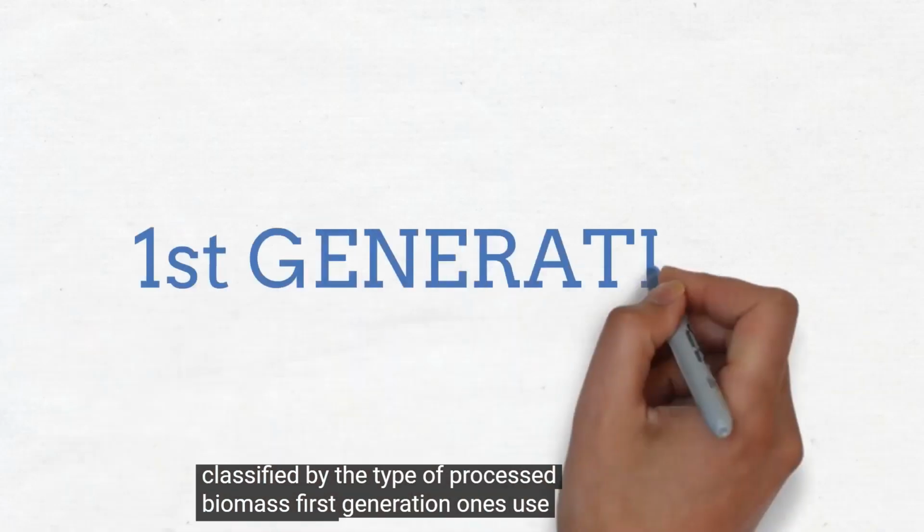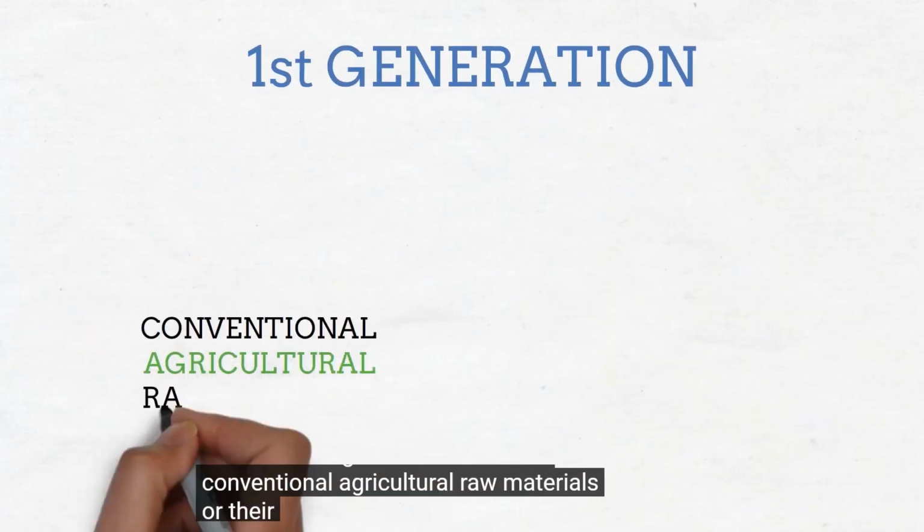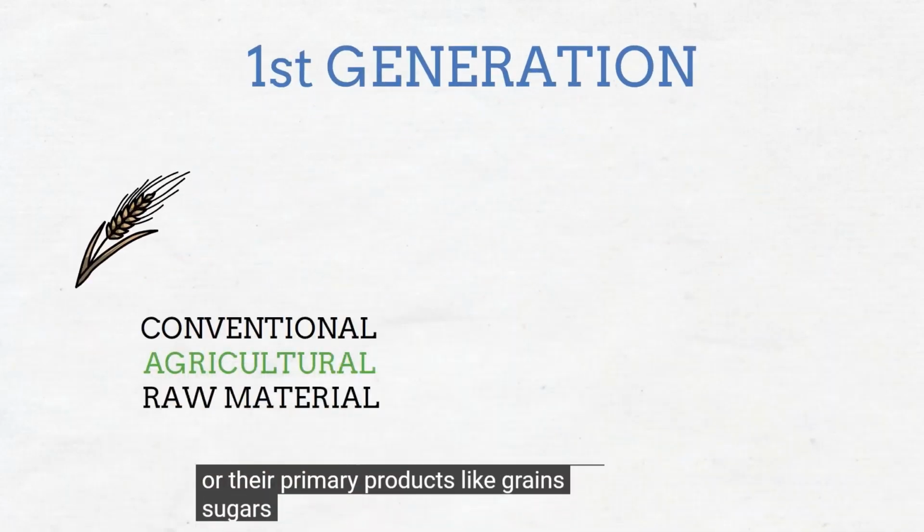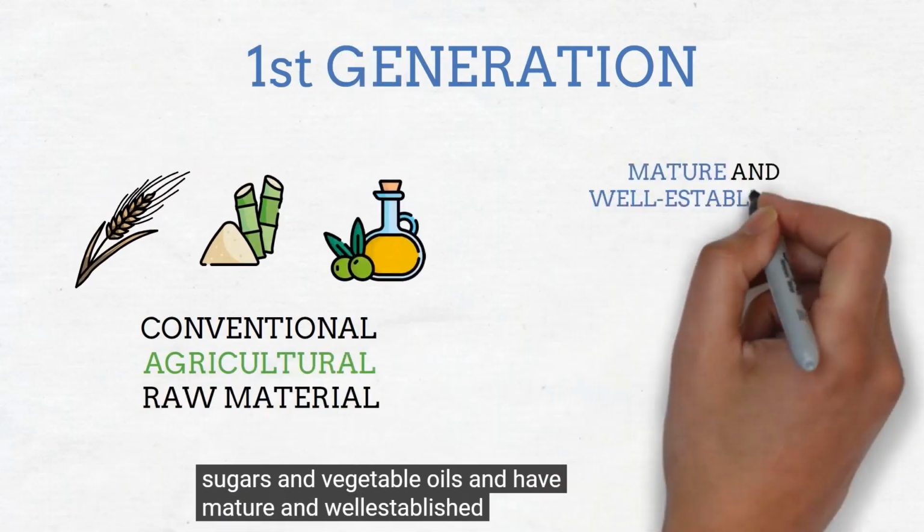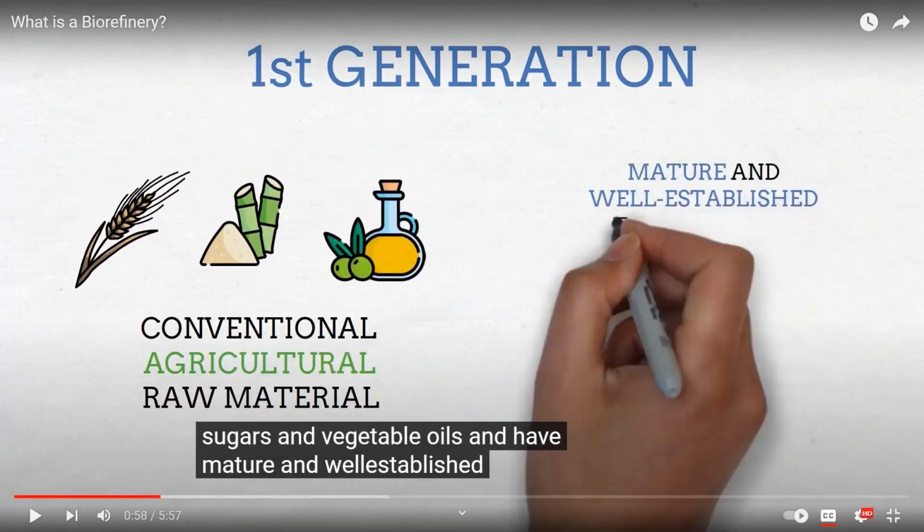First-generation ones use conventional agricultural raw materials or their primary products like grains, sugars, and vegetable oils, and have mature and well-established technologies. So there are 3 to 4 types of generation of biofuels or biorefineries. This is the first generation, where conventional agricultural products such as sugars and vegetable oils are used as the raw material. Established technologies.